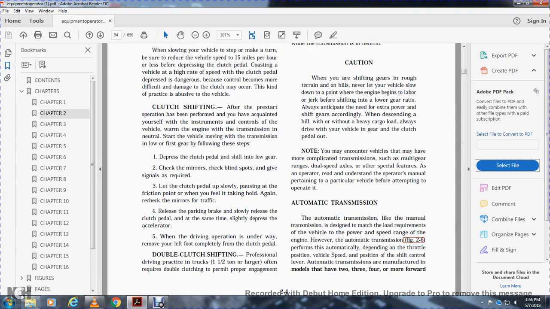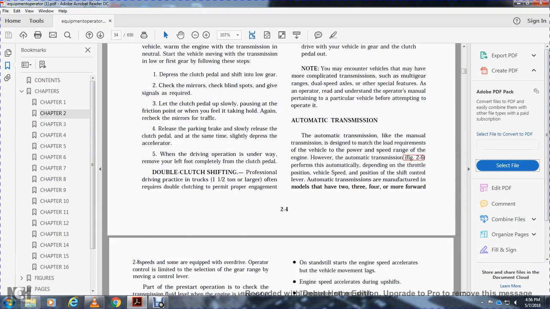The automatic transmission, like the manual transmission, is designed to match the requirements of the vehicle operated within the speed range of the engine. However, the automatic transmission, figure 2.6, performs automatically depending on the throttle position. Models from manufacturers have 2, 3, or 4 forward speeds, up to 8 speeds. Some are equipped with one drive, and control is limited to the selection of the gear range with the control lever.